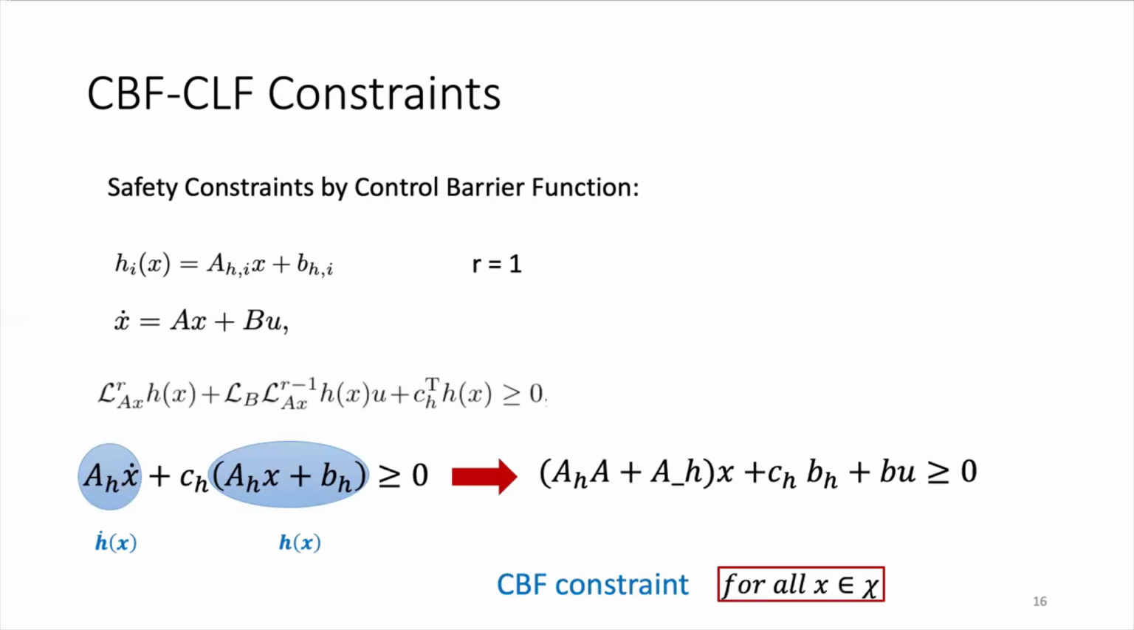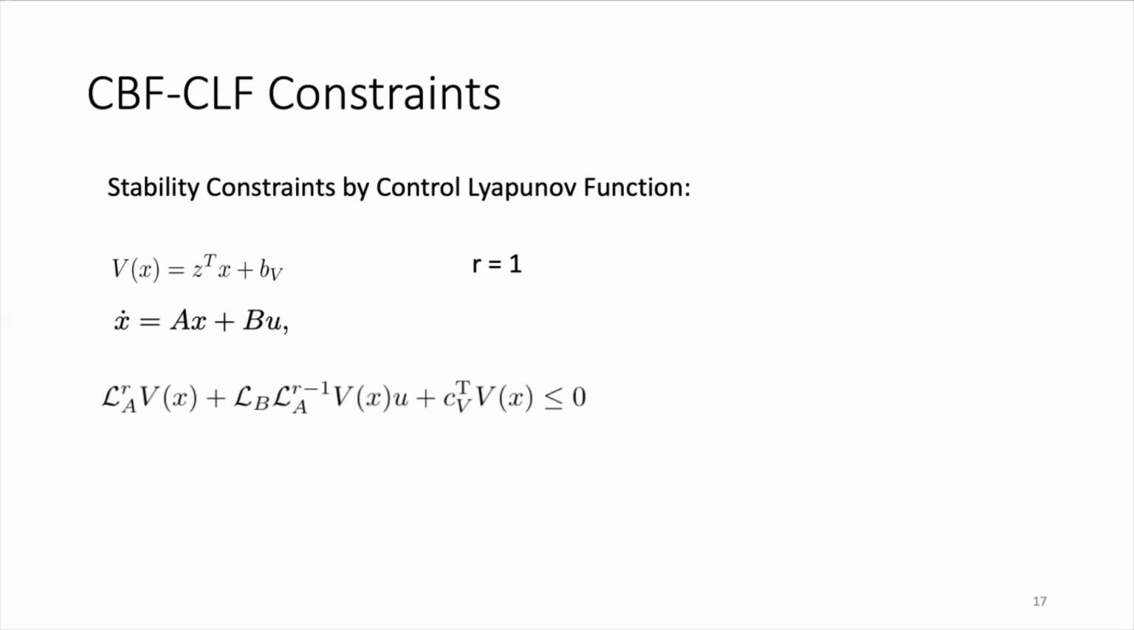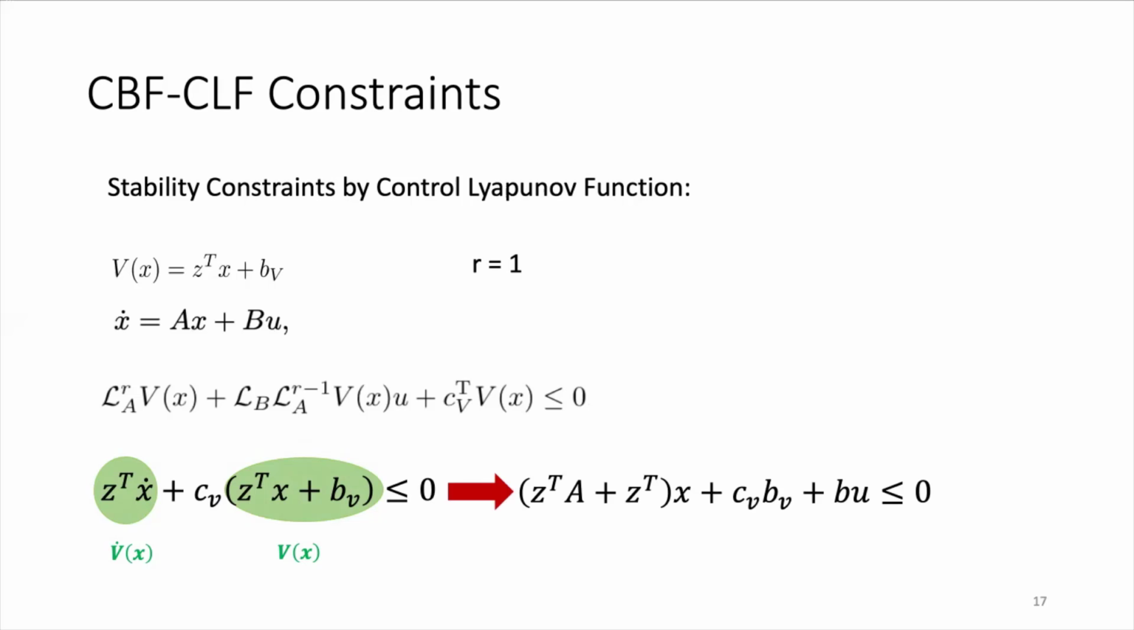We want to find a controller U such that the CBF constraint is met for all points in the cell. Similar to the CBF constraints, substituting the Lyapunov function V of x in the CLF constraints results in a linear constraint in terms of x. We want to meet the CLF constraints for all points in the cell.